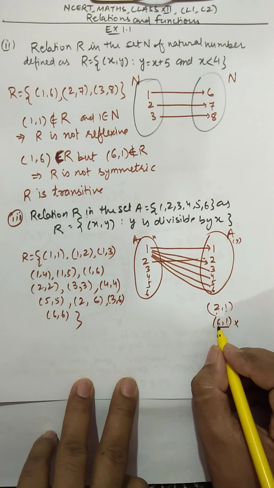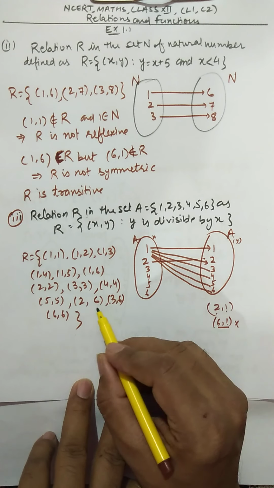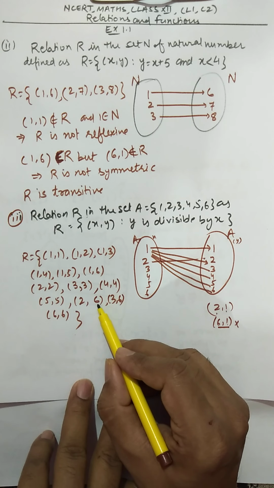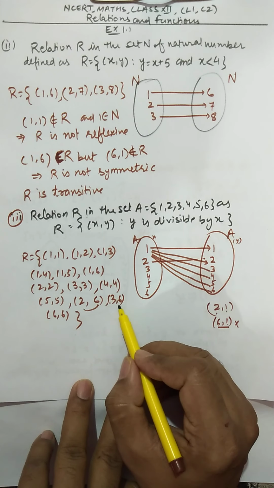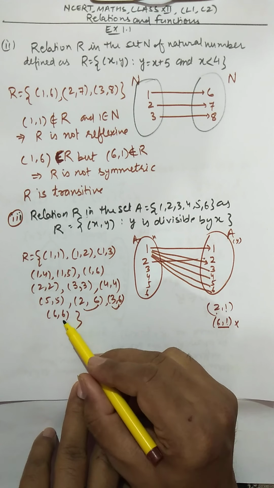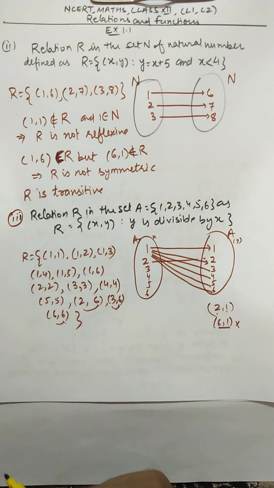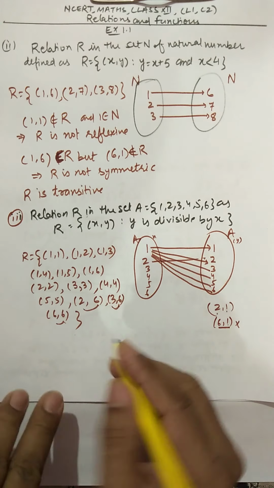1 is not divisible by 6. But yes, if I write (2, 6), then I can say 6 is divisible by 2. Yes, (3, 6): 6 is divisible by 3. 6 is divisible by 6. So this is there. Now we have to see whether it is reflexive, symmetric, or transitive.